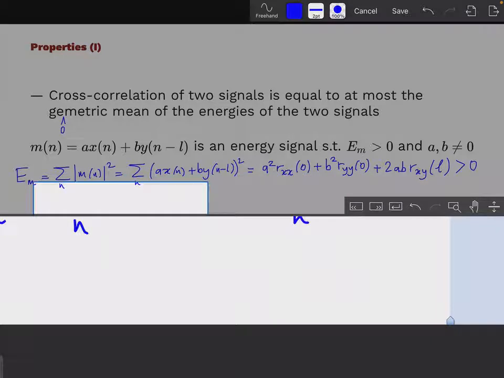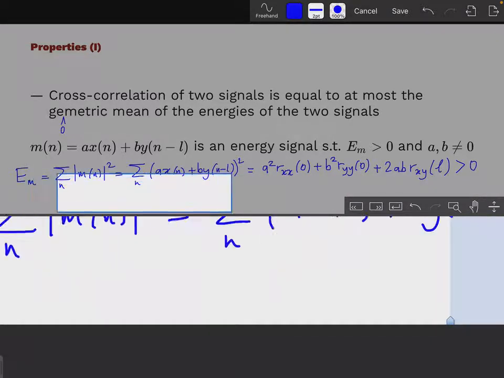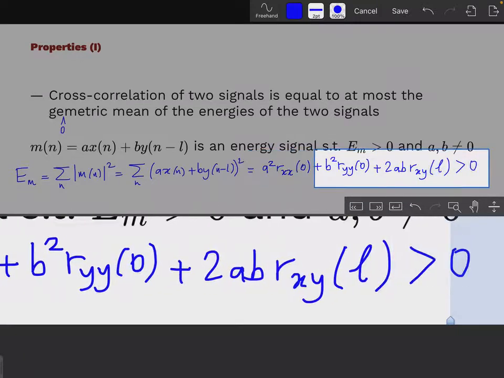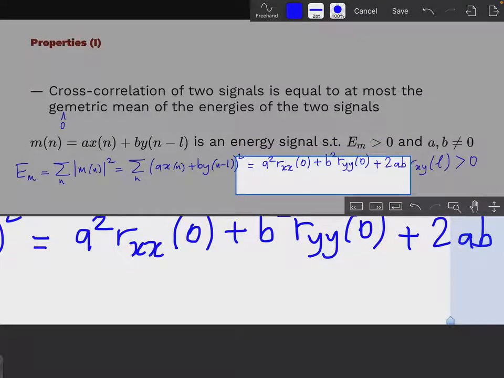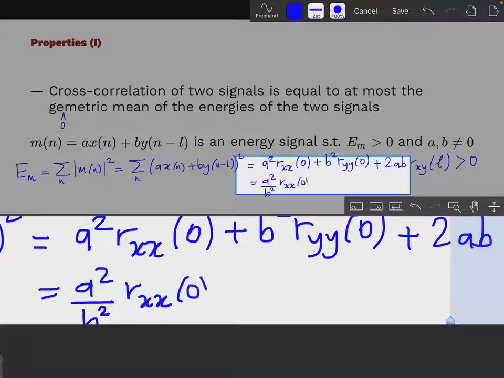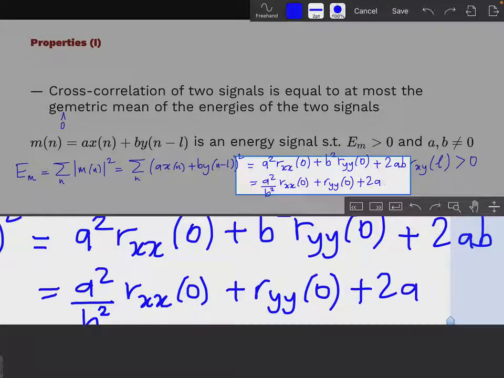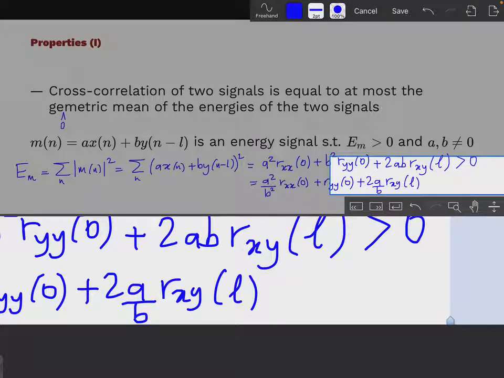And let's parameterize this by dividing everything by b squared. So we would like to just parameterize the second part. So let's just divide everywhere by b squared, so that we have a squared over b squared rxx 0 plus ryy 0 plus 2a over b rxy L, which again is greater than 0.